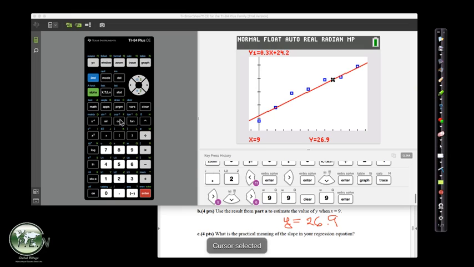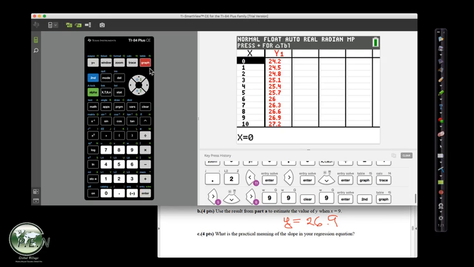I could also look at the table of values. So what I want you to see is on the graph button, above it is a blue thing that says table. Anything in blue, we have to hit the second key first. Hit the second key first. That sounds strange, but it's true. Now we've got a table of values.